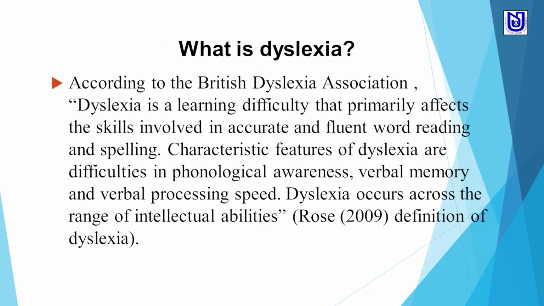Let us now discuss what is dyslexia. According to the British Dyslexia Association, dyslexia is a learning difficulty that primarily affects the skills involved in accurate and fluent word reading and spelling. Characteristic features of dyslexia are difficulties in phonological awareness, verbal memory, and verbal processing speed. Dyslexia occurs across the range of intellectual abilities. This definition was given by Rose in 2009.